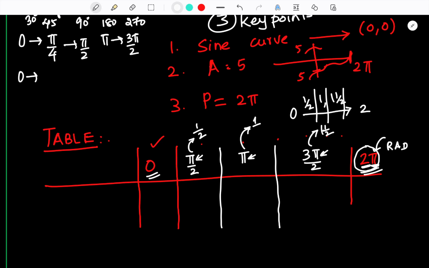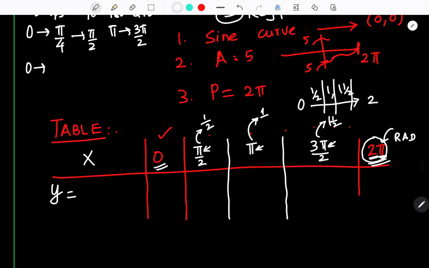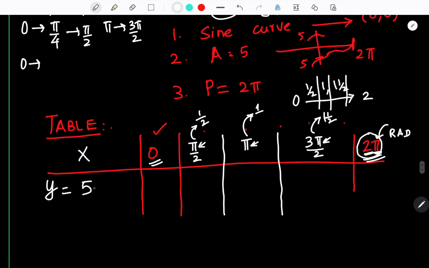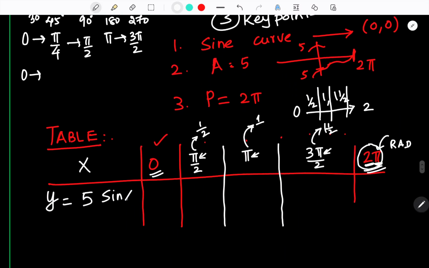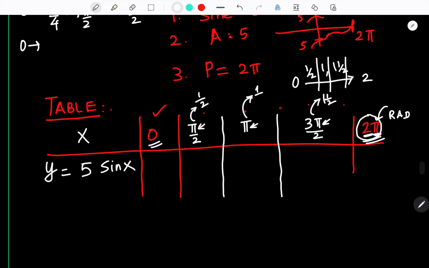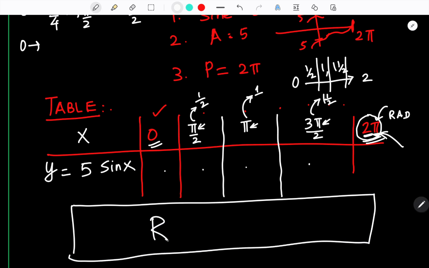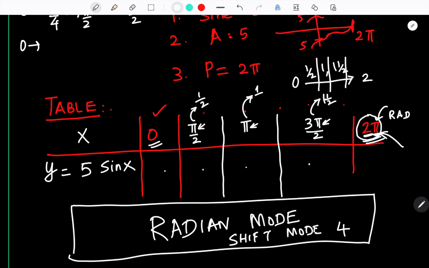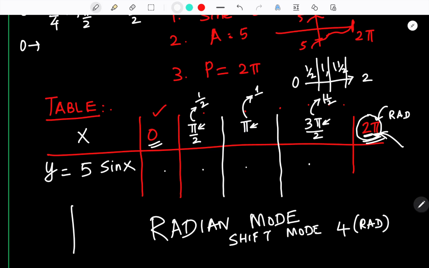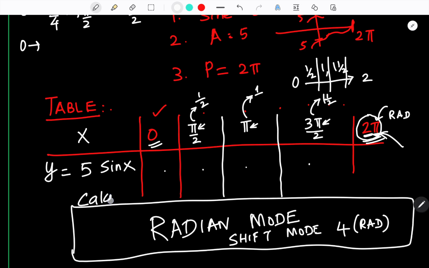Right. After that, very important thing, you should write your x values here and y is equal to your graph, which is 5 sine x. Now, you are going to put all these values here, right? Here, pi is there. That means you are going to touch the pi in the calculator. So if you are going to touch pi in the calculator, make sure your calculator is in radian mode. That is very, very important. Otherwise, you'll make mistakes. How to do it, teacher? How do I put the radian mode? Shift mode will give you radian mode. So in the calculator, shift, and then mode, and then you press number 4. That is radian. So make sure your calculator is in radian mode.